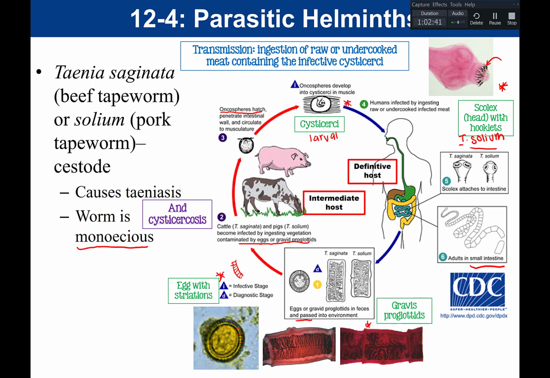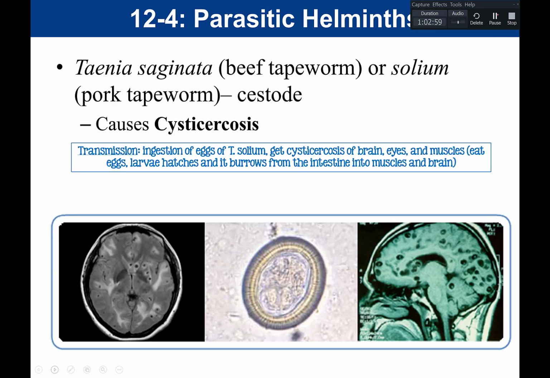Now, I'm going to leave this slide for a minute and I will come back to it. But I want to show you what happens for the other disease, which is cysticercosis, because cysticercosis is going to be different than what happens in taeniasis. In terms of transmission for cysticercosis, this, remember, is the other disease that humans can get as a result of Taenia. And again, cysticercosis is going to be for solium specifically.